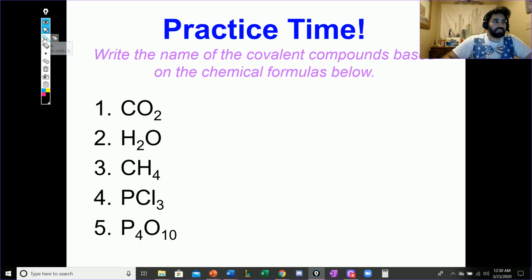So go ahead and practice these. Pause the video and practice. All right, now we'll move on. How many carbons are there? There's only 1 carbon. So the prefix is mono, but you don't put mono at the beginning of a compound, so you just ignore it.